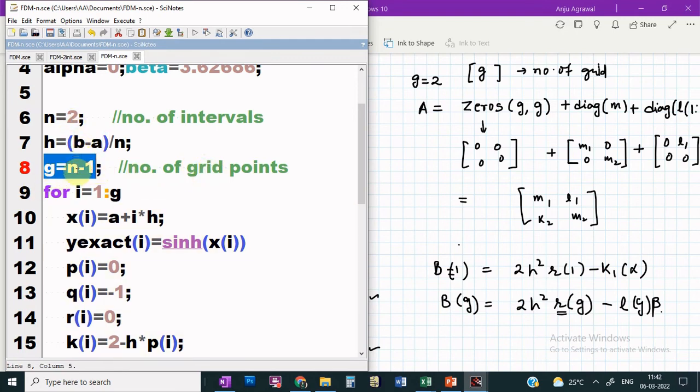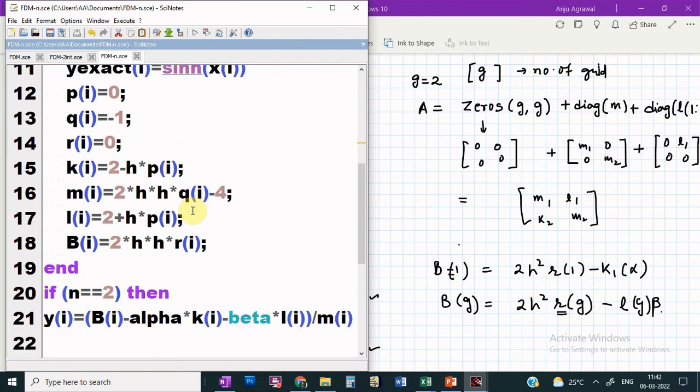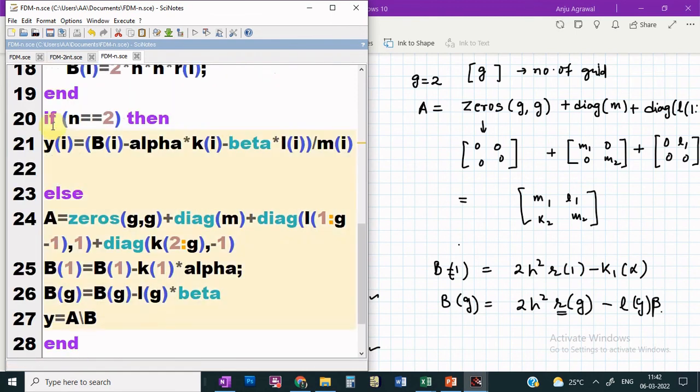So for 2 intervals we have 1 grid point, 3 intervals we have 2, and so on. And this for loop will run for all the grid points that we have, depending upon the number of intervals which the user gives. Now for n equal to 2, since we have just one equation, we will write the same equation which we wrote before.